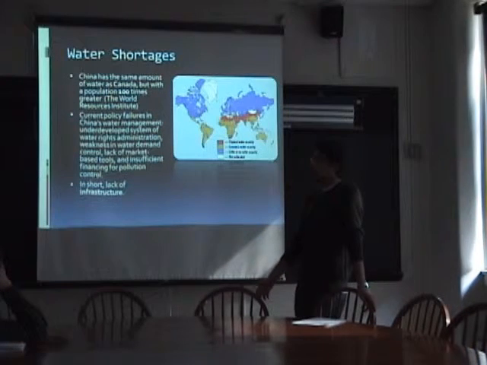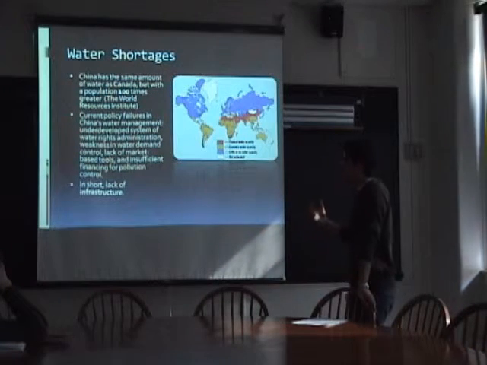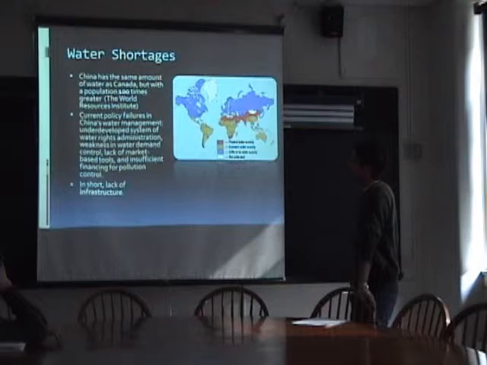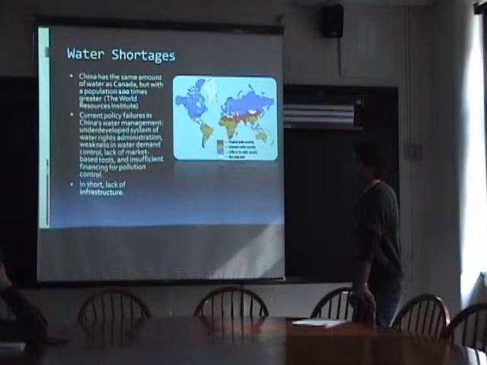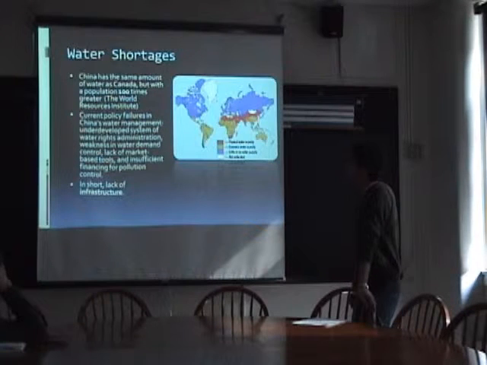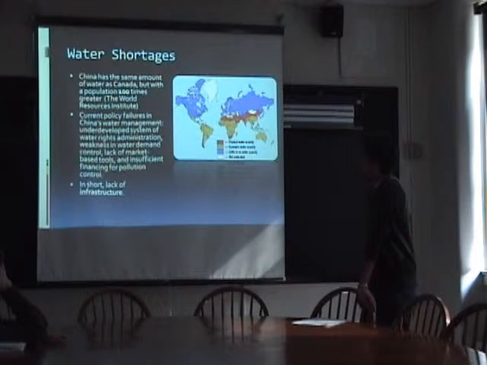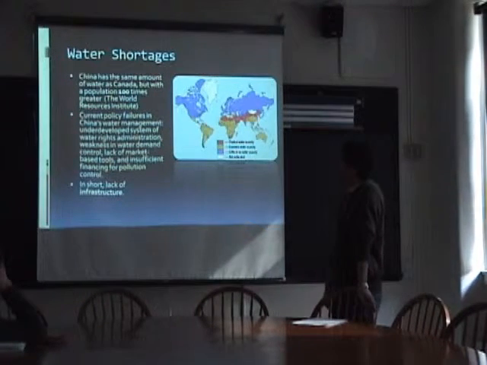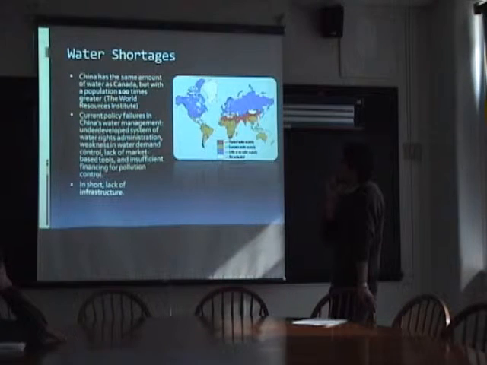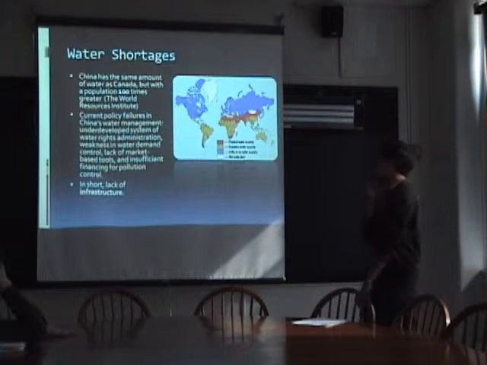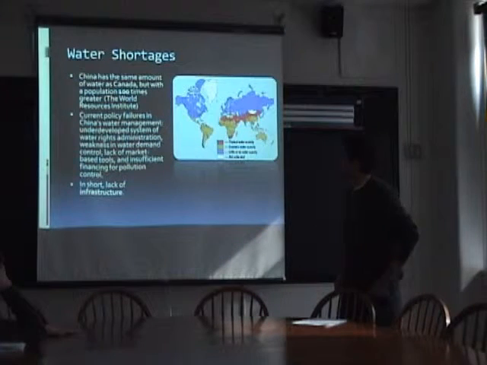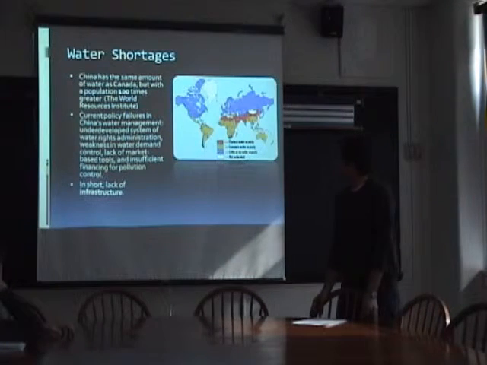So I don't know if the government is really observing this as top of priorities, but in short, there is a lack of infrastructure for controlling sewage and things like that, which I'll get to. Interesting fact, China has the same amount of water as Canada, but with a population 100 times greater. So that's kind of a characterization of the magnitude of this water crisis.